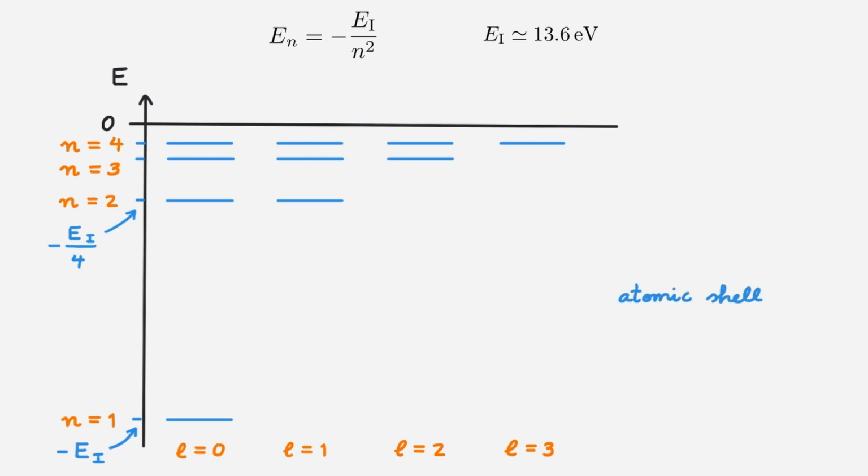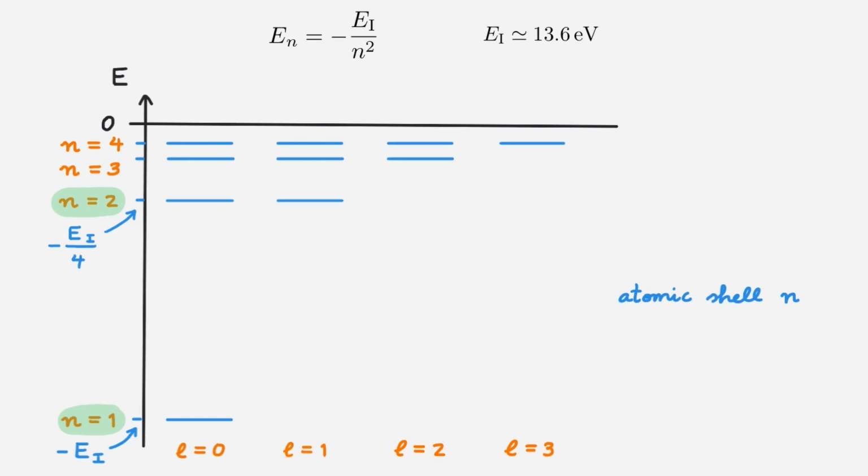The first concept that we introduce is that of an atomic shell, and you may have heard that term before. All states associated with a given principal quantum number n form an atomic shell. That means that all energy levels for n equals 1 form the first shell, all energy levels for n equals 2 form the second shell, and so on.